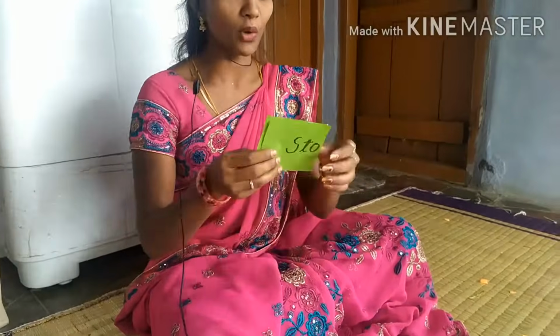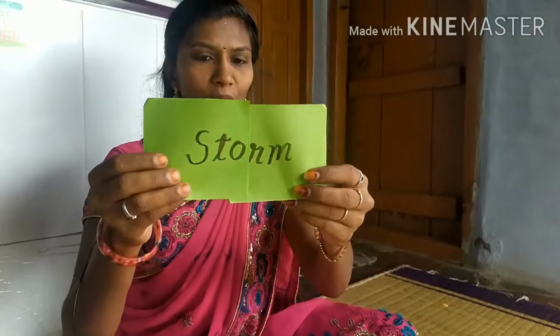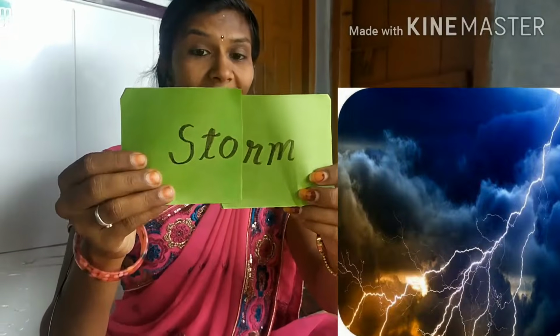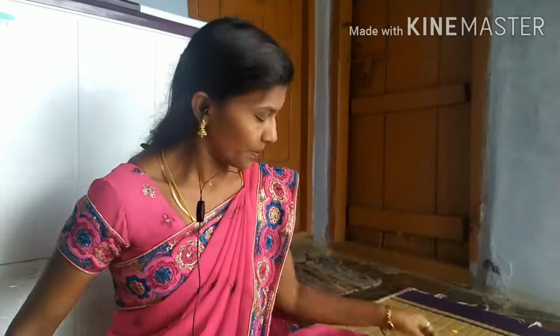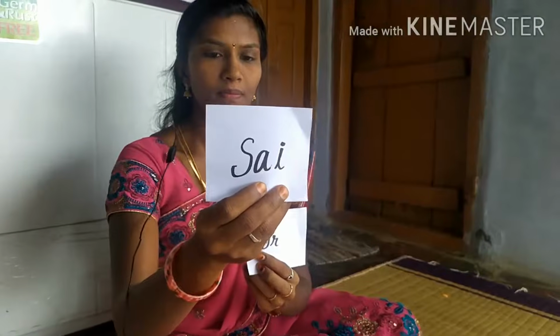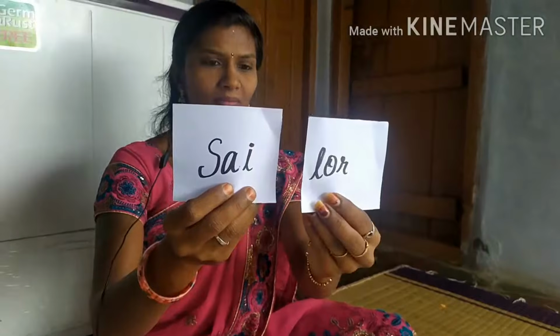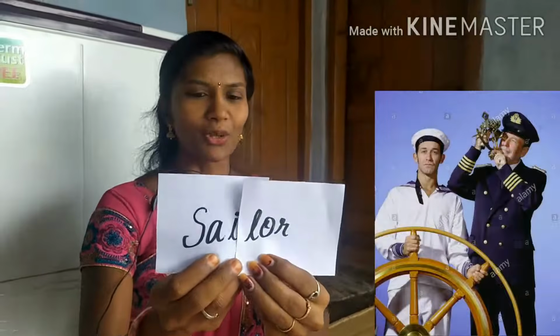Very good. Now we'll see one more word. What is this? S-T-O-R-M. Can you read? Storm. Yes, this is storm. Very good, very good. One more word. What is this? S-A-I-L-O-R. Sailor. Very good, students.